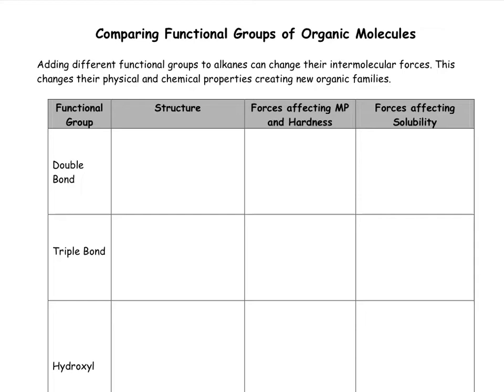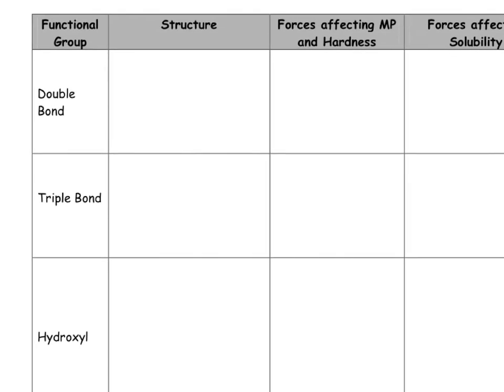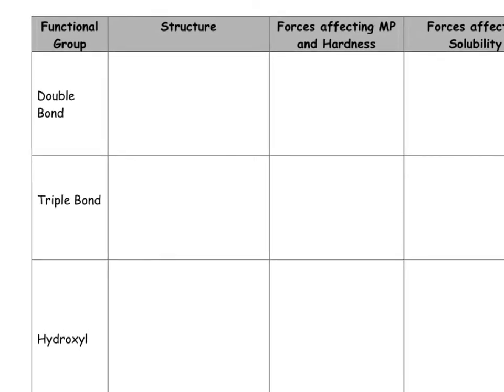Functional groups are special structures added to alkanes that can change their intermolecular forces. This changes the physical and chemical properties, creating a new organic family. The first thing that can be added to an alkane is a double bond between two carbons. Adding a double bond does not change the polarity of the organic compound. This means that the organic compound can still only use London dispersion forces.